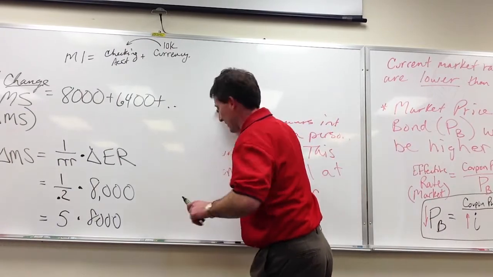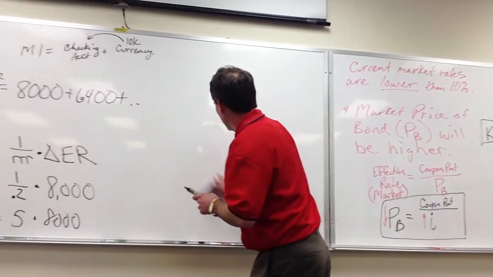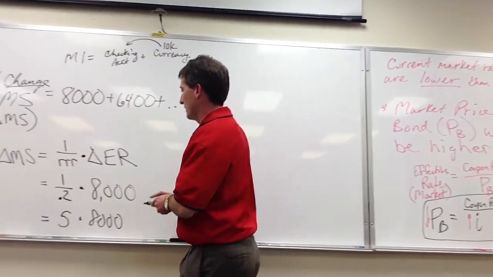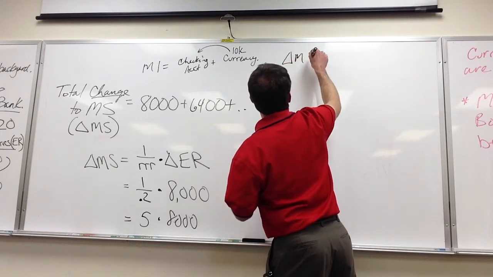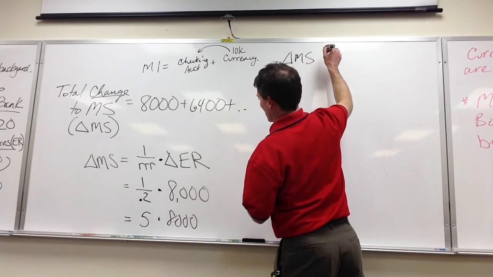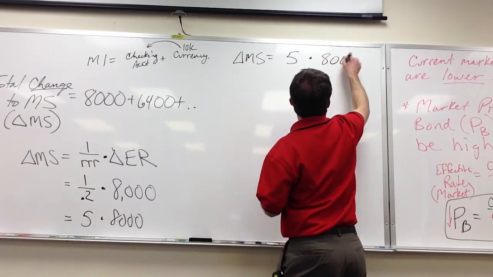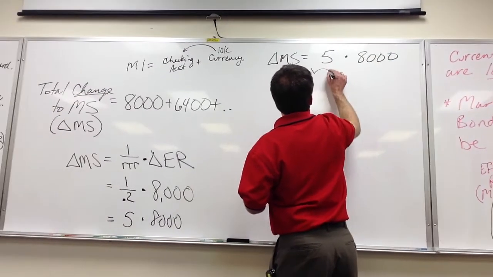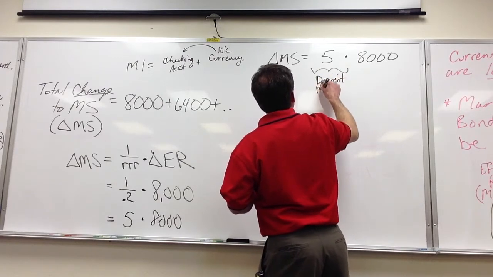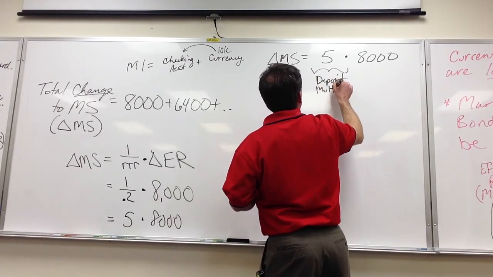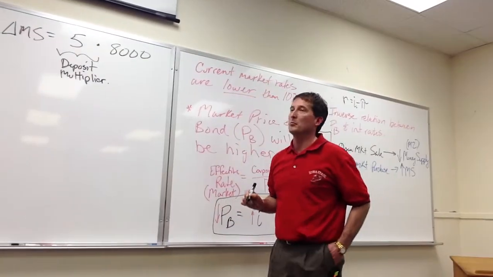That multiplier of 5 is called the deposit multiplier. So I'm kind of running out of room here, but I'm going to rewrite what I got there. The change in the money supply, you guys can just continue on with your paper here. 5 times the 8,000. This is called the deposit multiplier.